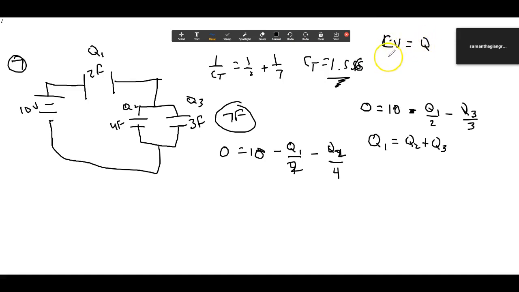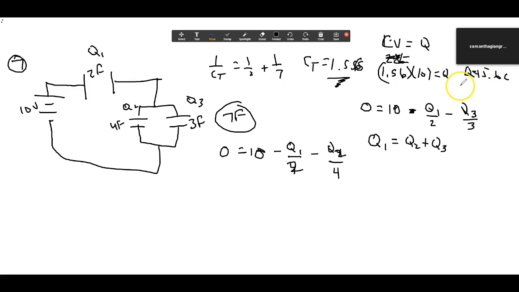So then I go, C is 2. I don't know what my V is for this little capacitor over here, right? But I do know that charge is going to be, no, I don't know what charge is. What would I do? Oh, I'm finding the whole thing. So I go 1.56 is my total. My voltage for the whole thing is 10. So my Q would be equal to 15.6 coulombs.